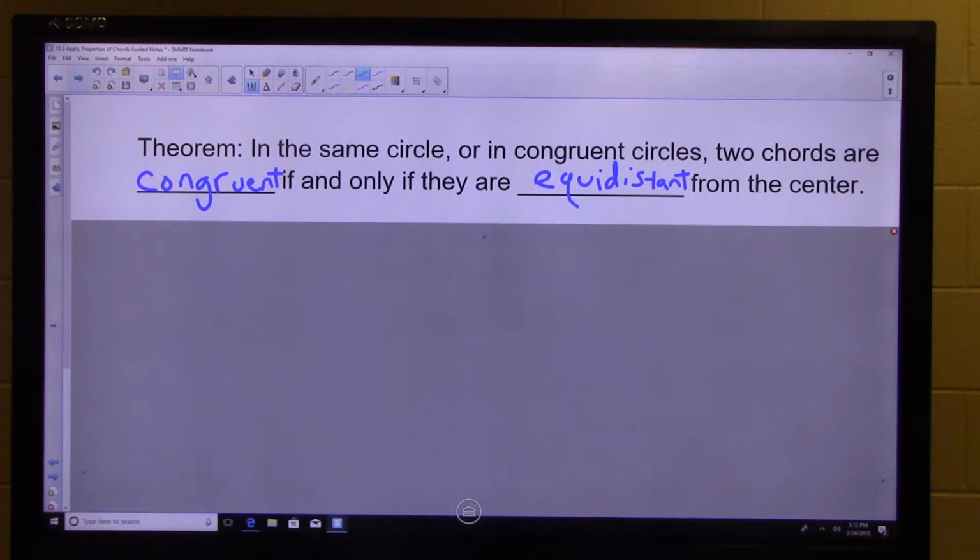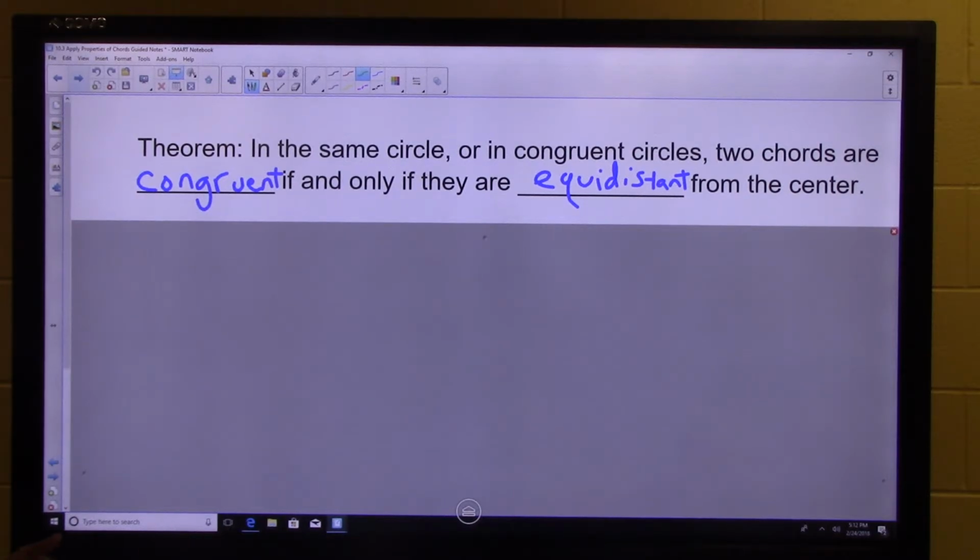Here we go. Next theorem. I believe this is the last theorem on your guide notes. Let me double check that real quick. Yep, the last theorem. So in the same circle, or in congruent circles, 2 chords are congruent if and only if they are equidistant from the center. All right, so this is a good one.